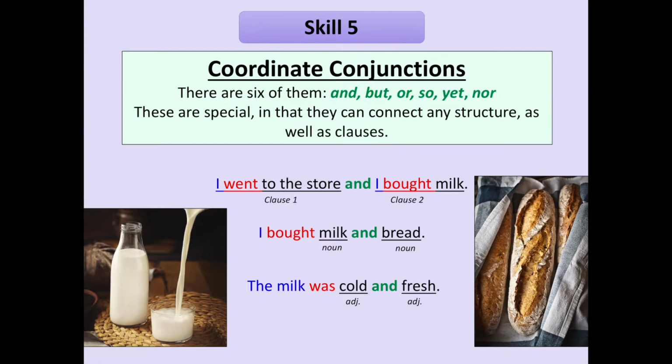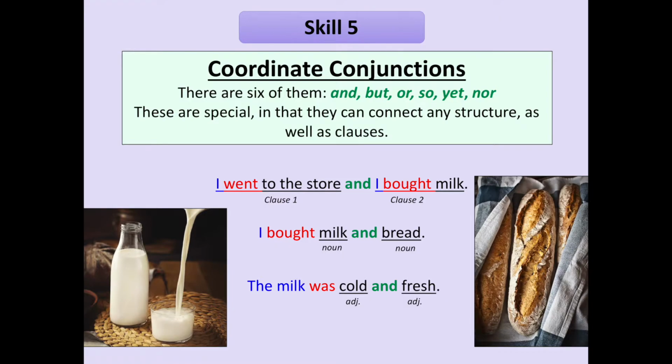Skill 5 is about coordinate conjunctions. There are 6 coordinate conjunctions: and, but, or, so, yet, and nor. These are special because they can connect clauses and other structures.